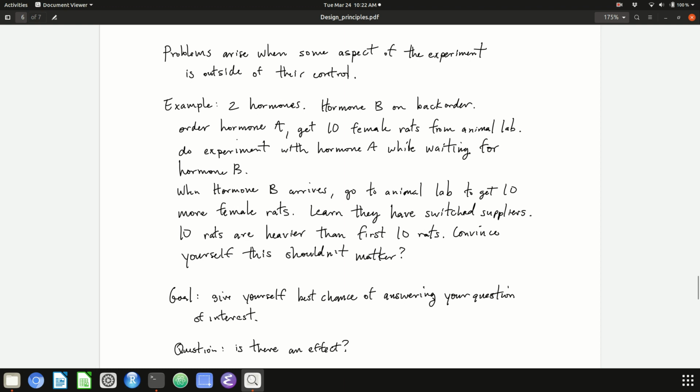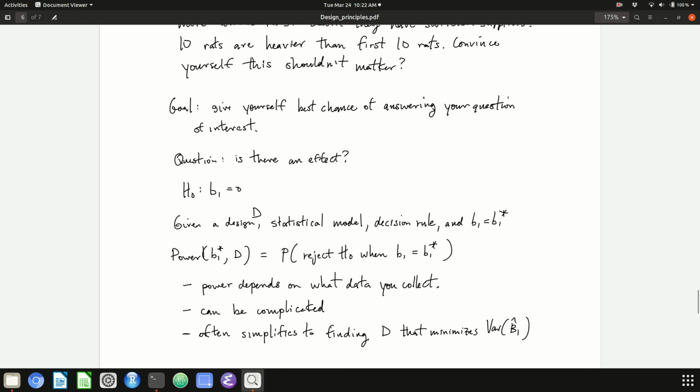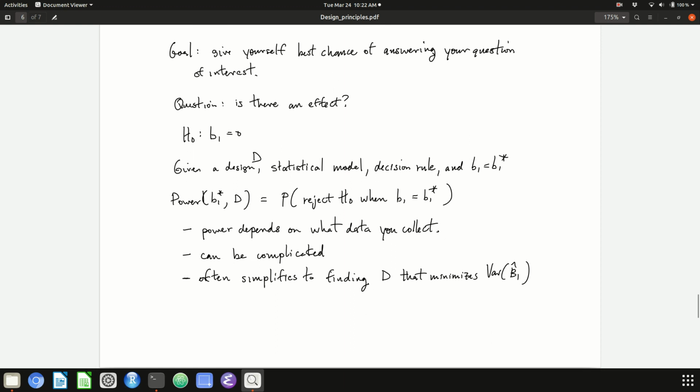Okay, so like I said before, the goal of an experimental design is to give yourself the best chance of answering your question of interest. Often the question can be formulated as, is there an effect of some variable? And often that can be translated to a hypothesis about a parameter in a statistical model. So the way we tend to formalize this idea of giving yourself the best chance of answering the question is by calculating something called the power.